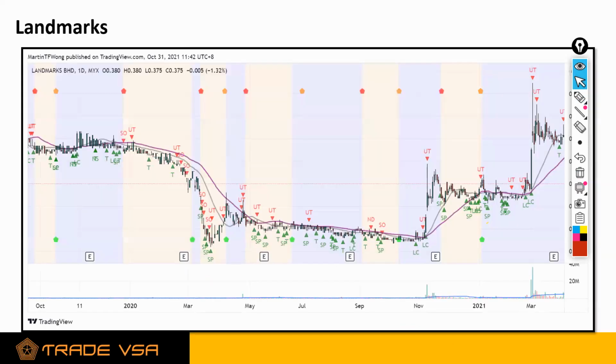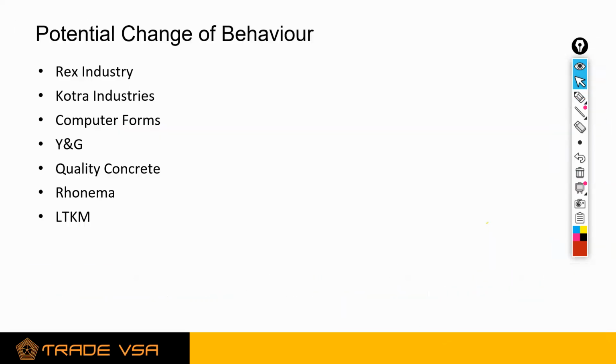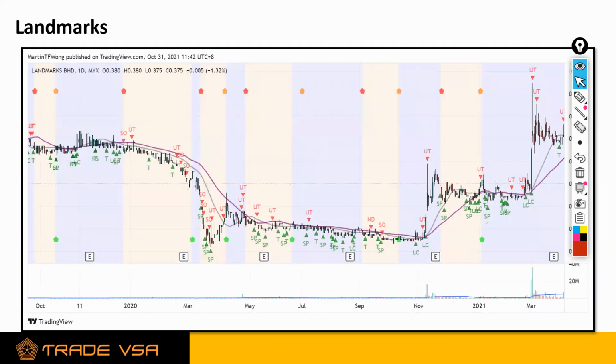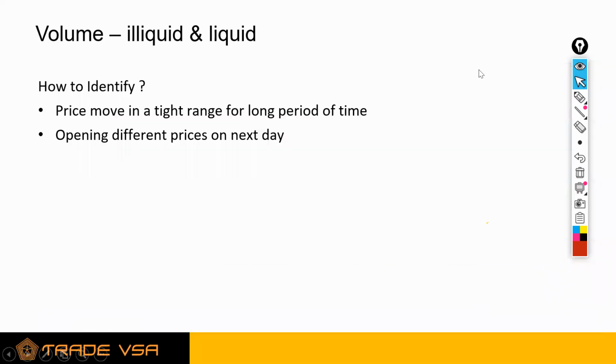opening, high, low, close. Oops, one slide is missing. Never mind, it's okay. Right, so this is a few counters that I trade with VSA. Sorry, I actually have one slide missing.